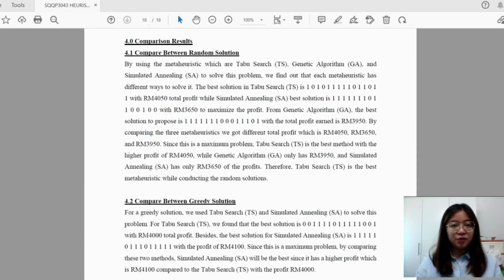Next, we compare the random solutions. Using the metaheuristics tabu search, genetic algorithm, and simulated annealing to solve this problem, we found that each metaheuristic has a different way to solve it. The best solution in tabu search is 4,050, simulated annealing is 3,650, while for genetic algorithm, the best solution is 3,950. By comparing these 3 metaheuristics, we found that tabu search is the best to use for the random solution to maximize the profit with 4,050.